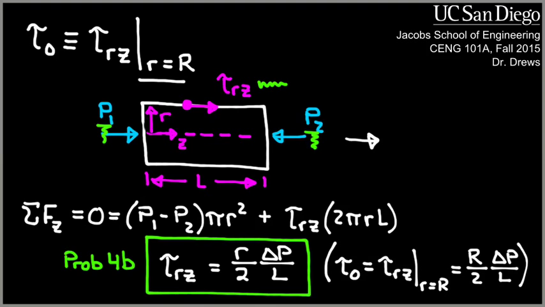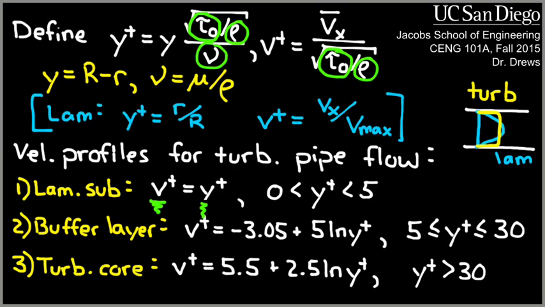But at any rate, now we have an expression for tau naught. We have a bunch of expressions here for laminar buffer and turbulent cores. So let's see an example of how you might use this.